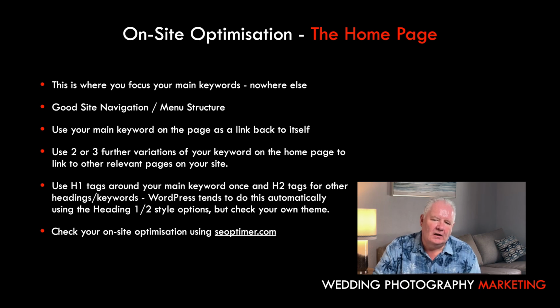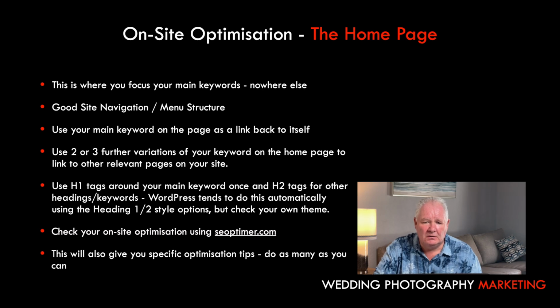Check your on-site optimization. If you use this tool called SE Optimer, it's a hard thing to say, SE Optimer, it'll actually check all this for you. So you just put your website address in, and it'll tell you, yeah, you've not optimized for this. You've not got an H1 tag set. Your images don't have alt tags, that kind of thing. And it also gives you nice tips and things to fix. And if you get a good score on that, I think it gives you a score out of 100, it will really help your optimization.